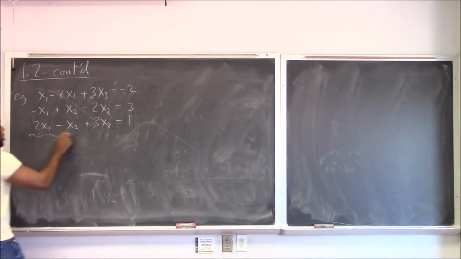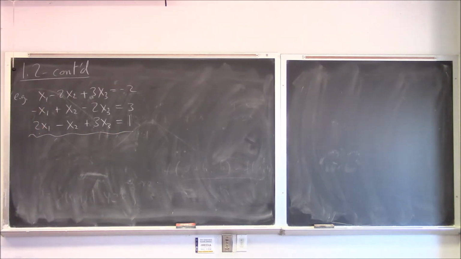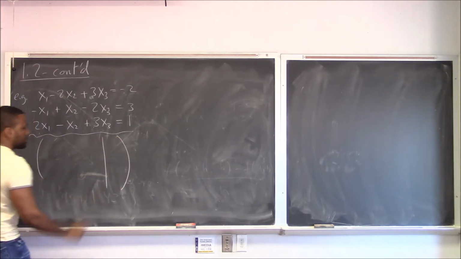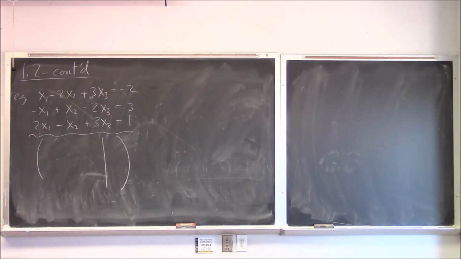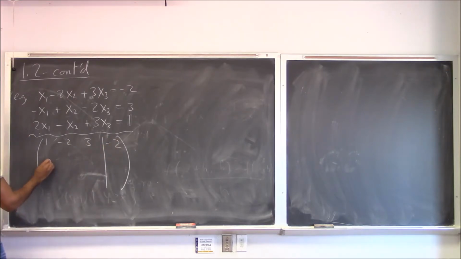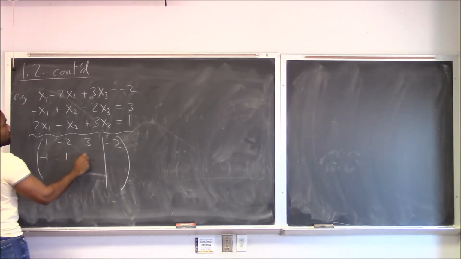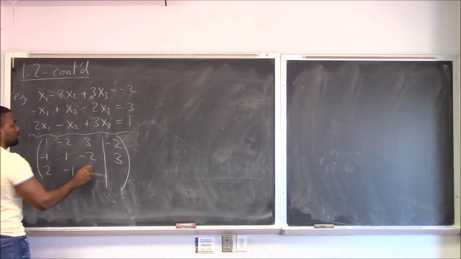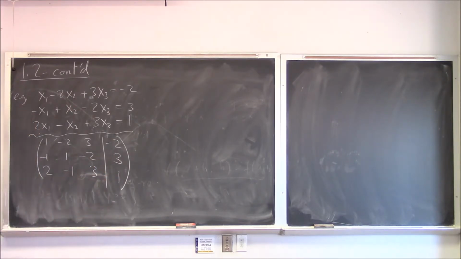let's do this the linear algebra way, because something's going to jump out at us. So we'd augment. That would be the first step. And what would that look like here? First row: 1, -2, 3, -2. Then -1, 1, -2, 3. Then 2, -1, 3, 1. So that's the augmented system.